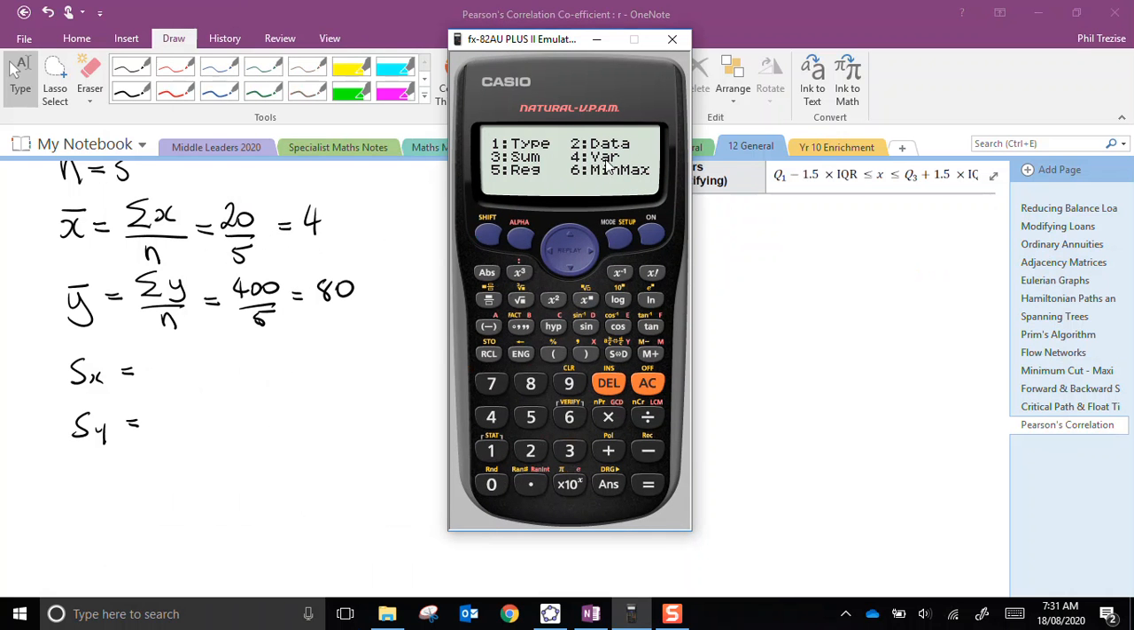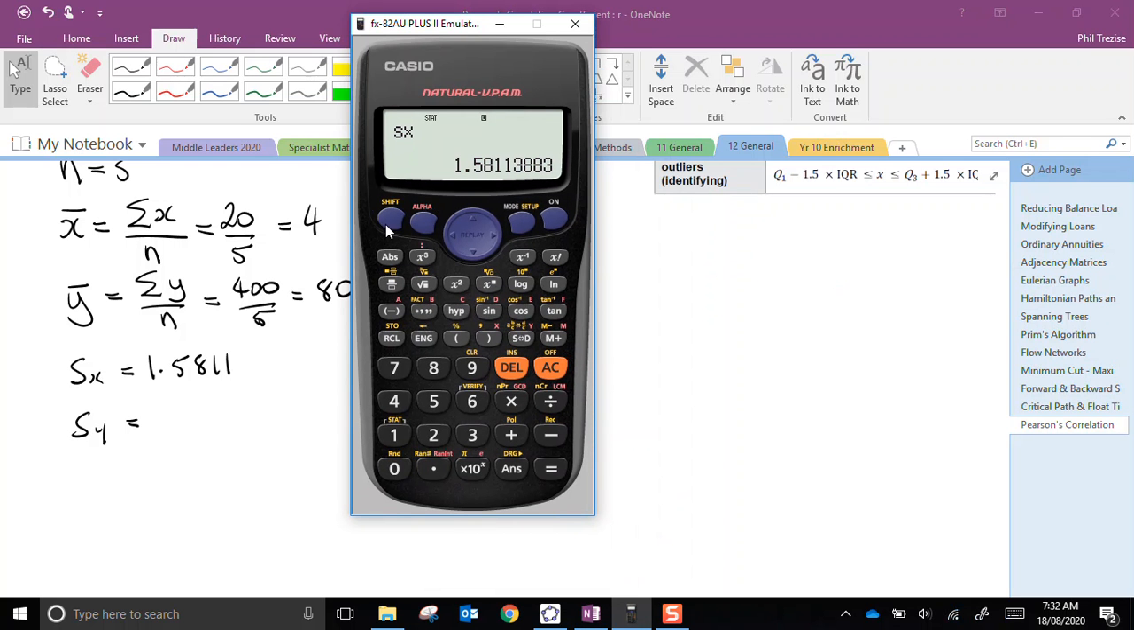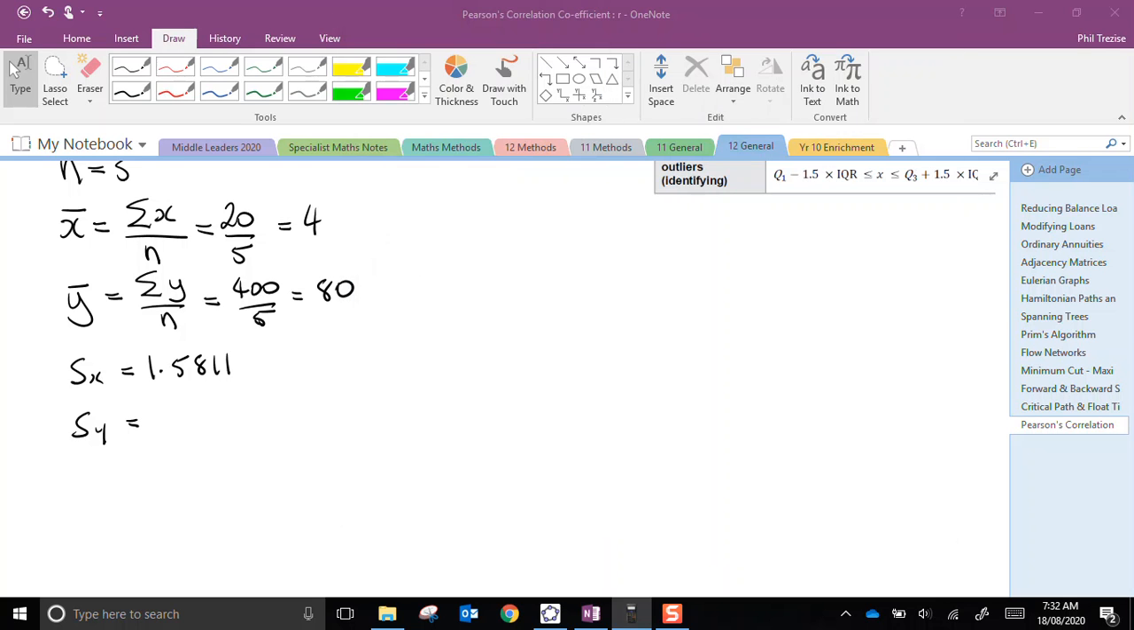Once again, into stats. This time, variables here, 4. There it is. Sx is option 4, and Sy. Be careful not to use the sigma one, it's the S. So 4, and that's 1.5811. It's always worth keeping quite a few decimal places when you do these, so we don't introduce rounding errors. And the standard deviation of the y's is this one, Sy, option 7, and that's 15.811 4 if I round.